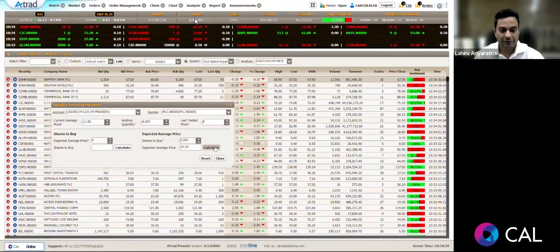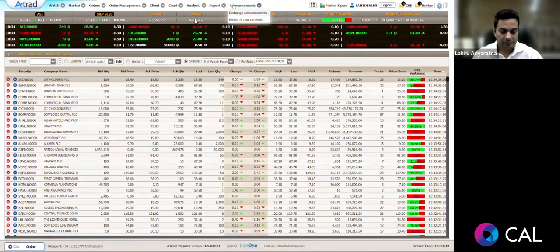So basically, all you have to do is enter your last traded price, enter the number of shares to buy, and hit the calculate button, and it shows you the expected average price in the system. So basically my 4,455 shares, then I'll have another 5,000 shares. So my total number of shares will be 9,455. And instead of having an average of 11.85, my average expected price will drop to 10 rupees and 34 cents.